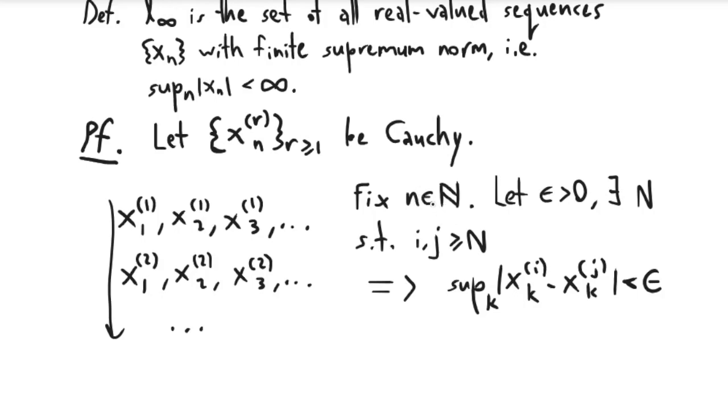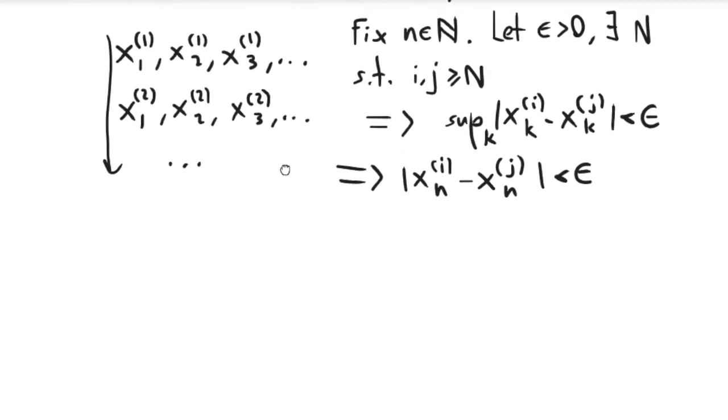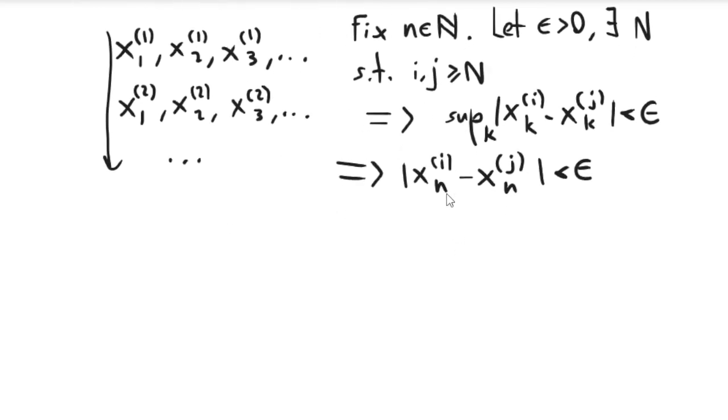And for our fixed n, we're just looking at a specific case of this, right? This says that for these two sequences, if you take the difference of their terms, the supremum over all of the terms is less than epsilon. But for a fixed n, you're just looking at one of the terms. So this implies that |x_i^n minus x_j^n| is less than epsilon, again for any i and j that are at least as large as N. If we fix n, we're just looking at a specific column, so the numbers in the nth column form a Cauchy sequence.